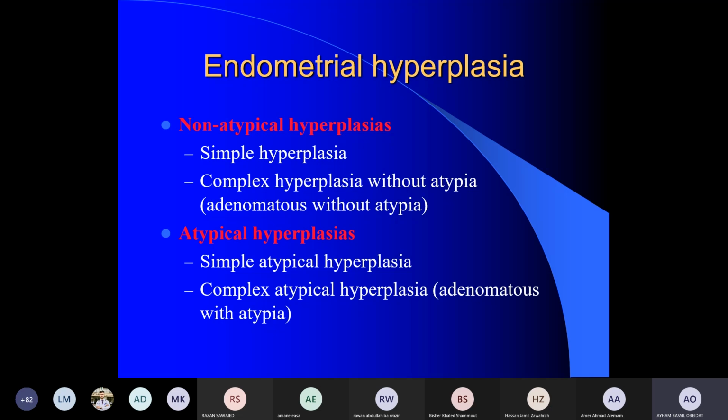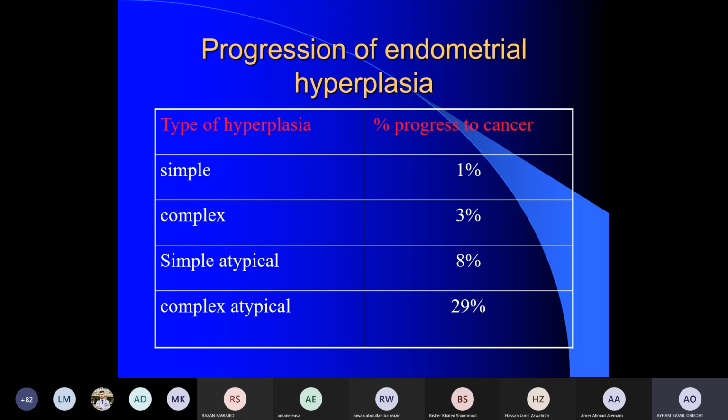The reason for this subclassification is because of their risk of transformation into cancer. Each one of these 4 have different risk of transformation into cancer. So simple hyperplasia without atypia, risk of transformation is 1% if left untreated. Complex is 3%. Simple with atypical cells is around 8%. And complex with atypical cells is around 30%. So this is the different rates of progression into cancers.